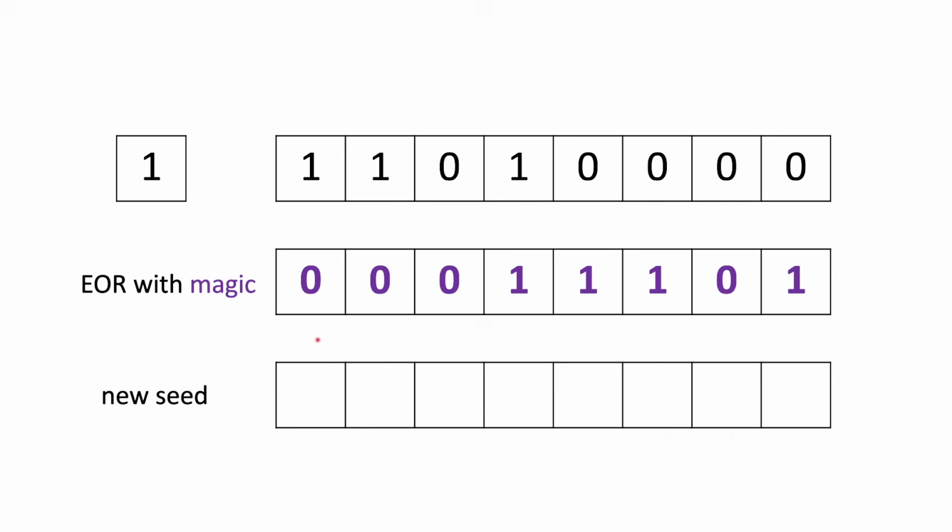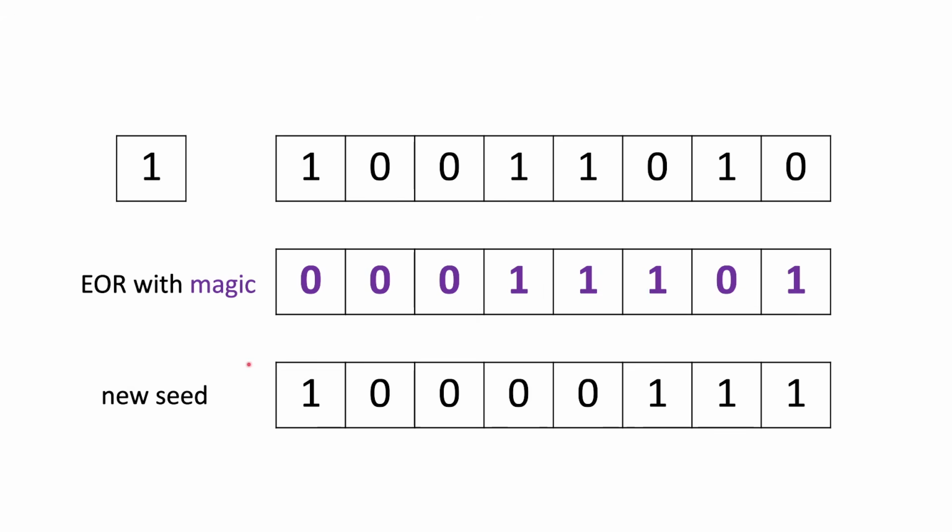And as you may recall, when you EOR two numbers, when the bits are different, you get a 1, and when the bits are the same, you get a 0. And that's the result of the EOR. For the next iteration, we copy that to the top. Shift to the left, 1 means an EOR, we do an EOR.